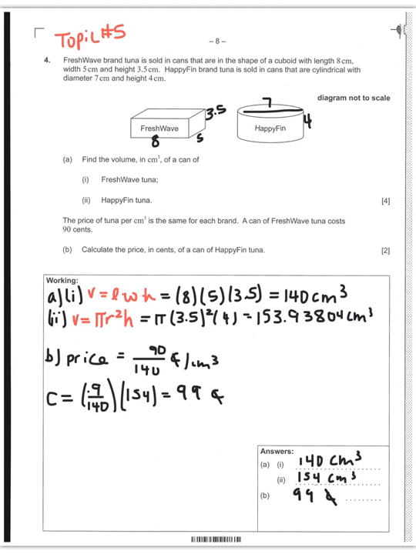Part B tells us that a can of fresh wave costs 90 cents, and it's the same price per centimeters cubed for each brand. So then we know that the price per centimeters cubed is 90 cents per 140 centimeters cubed, and the Happy Fin tuna has 154 centimeters cubed in its volume. So if we multiply these together, you end up with 99 cents. Since they gave it to us in cents, we need to answer in cents. So it should be 99 cents, not $0.99.